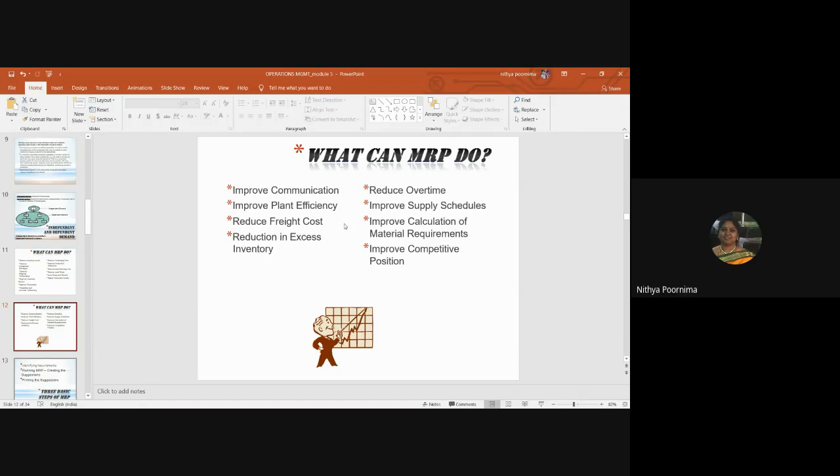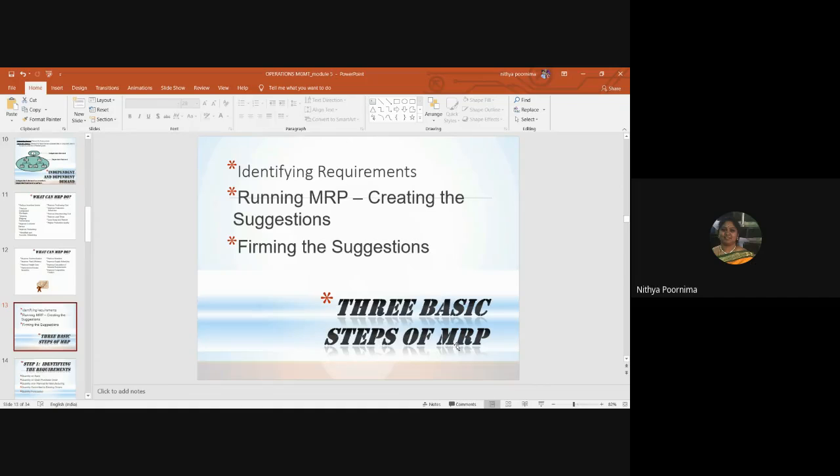By this you will know who your competitors are, who you want to compete with. Before they do something, you want to put your skills in place, right? So these will be the important requirements of our MRP system, right? Next we'll see the basic steps of MRP.